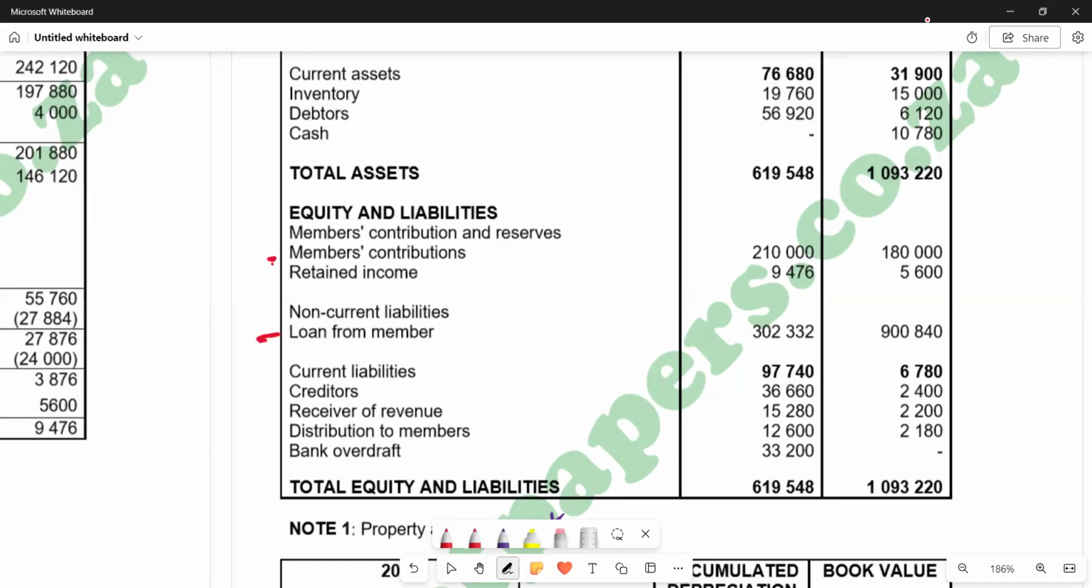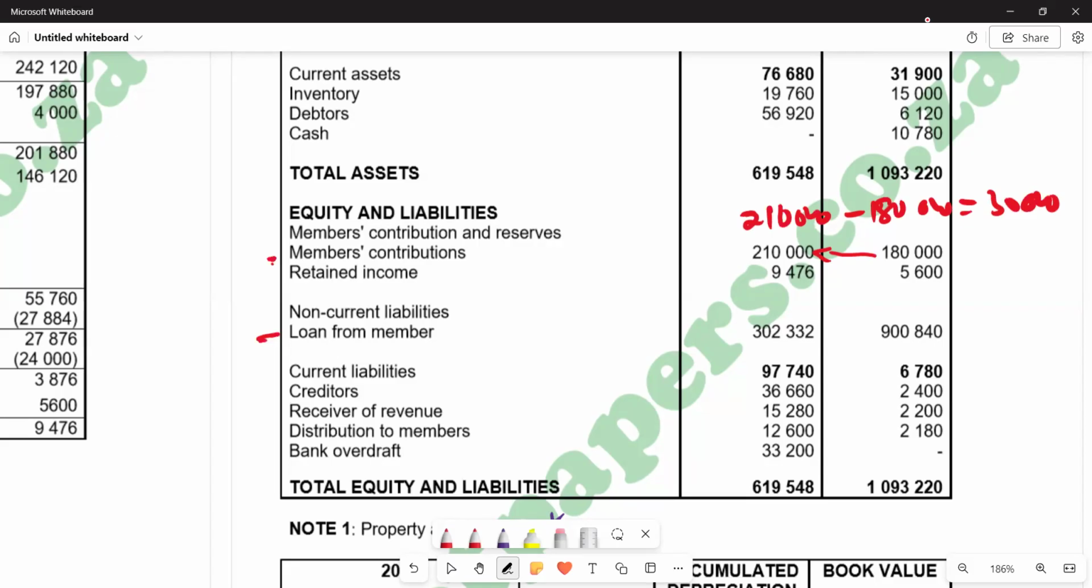If you start with the members' contribution, remember this is our 2015 and this is our 2016. So it's a movement from 180,000 to 210,000. If you subtract the two, 210,000 minus 180,000, you are going to get 30,000. This is indicated by an increase in members' contribution, so we are going to show it as a positive, as additional member contribution.